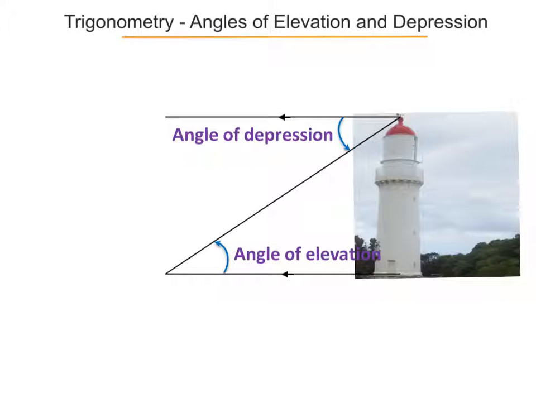In this last section on trigonometry, we'll be looking at the angle of depression and the angle of elevation. In the diagram, you can see that the angle of depression is how much you look down, the angle that you look down at, from the top of something. The angle of elevation is how much you look up, the angle you look up at, from the bottom when you're looking at the top.